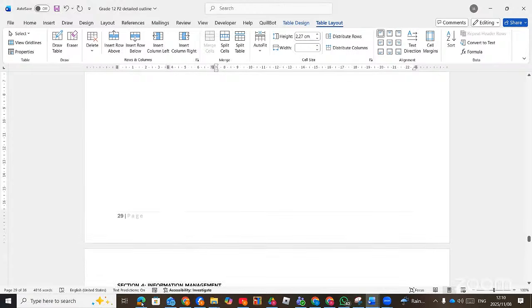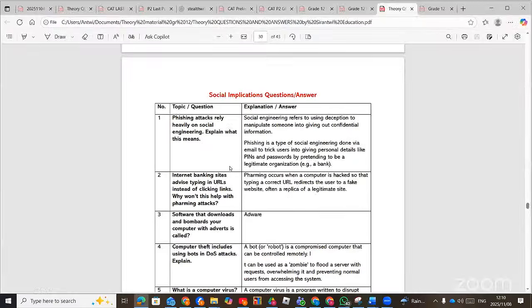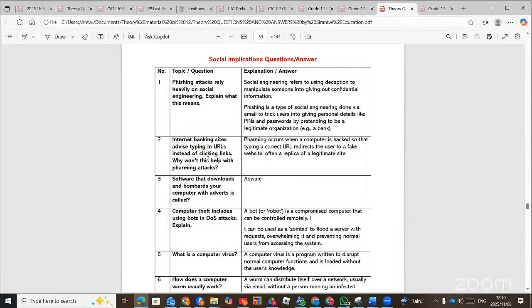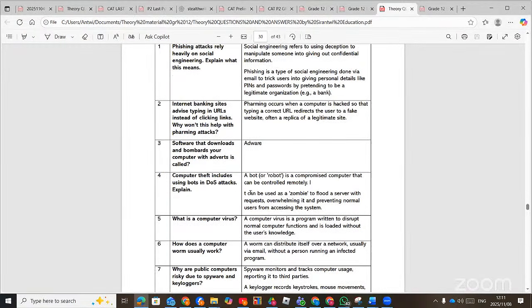And then if we check some questions under social implications, we have the phishing attack. We have internet banks. Here they are talking about pharming definition. Adware, software that downloads and bombards your computer with adverts, is called adware, advertising software. Now, computer theft includes the use of bots, explain them. So the bot, which is the robot, is a compromised computer. So here you can just say that it can be controlled remotely. So they do automated tasks. Then they can cause a zombie for you.